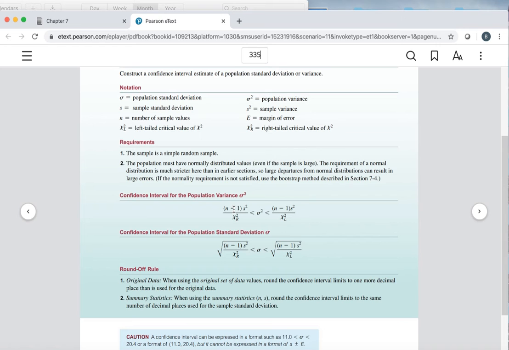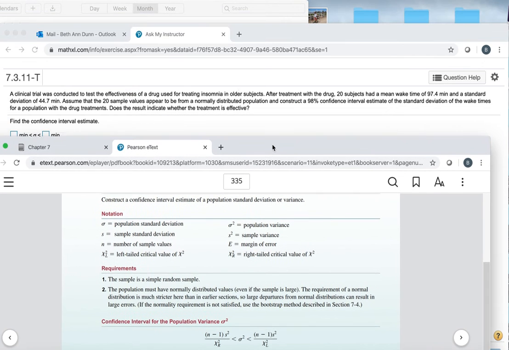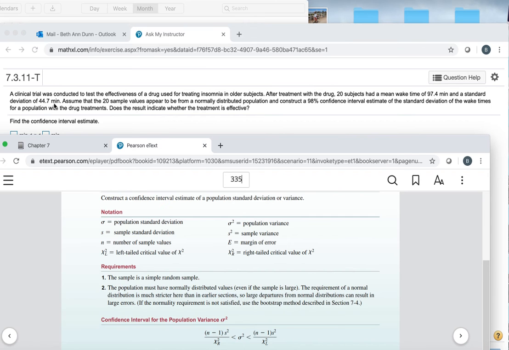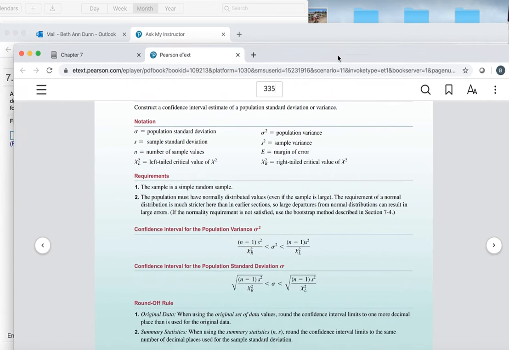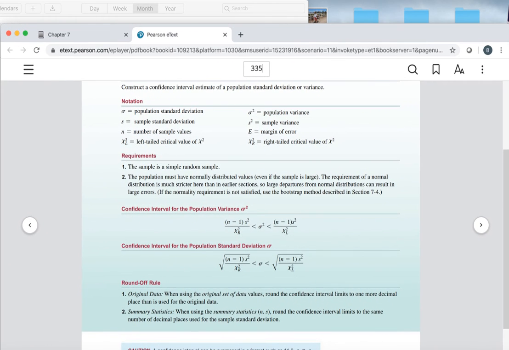The n minus 1 is going to be 20 minus 1, so it's 19. And s squared was that 44.7 from the problem. So 44.7 is what we're going to use for s, and then we'll square it. And we're going to use 98% in the chi-squared distribution. Okay, so let me show you how to find those distributions.